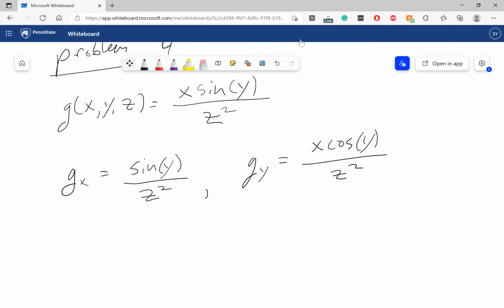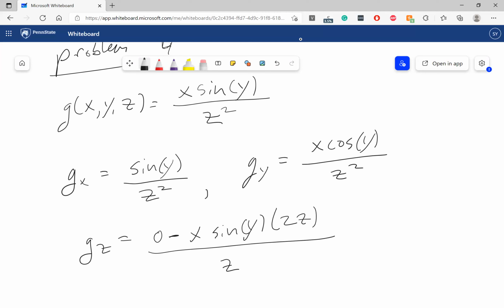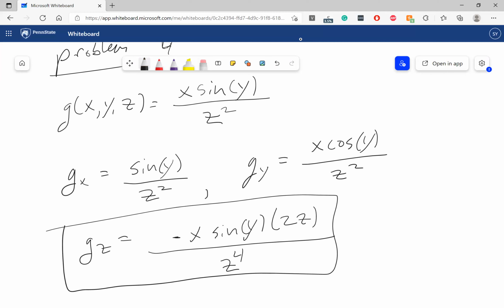And then the partial of g with respect to z is going to be z squared times the derivative on top with respect to z, which is 0, minus x sine of y times the derivative of the bottom part with respect to z, which is 2z, over z to the 4th power. And we can simplify this part, and we get a negative, and that's the answer. Any questions about this?